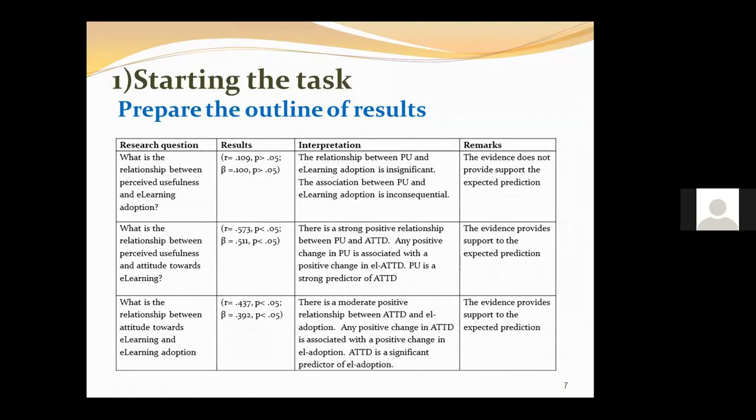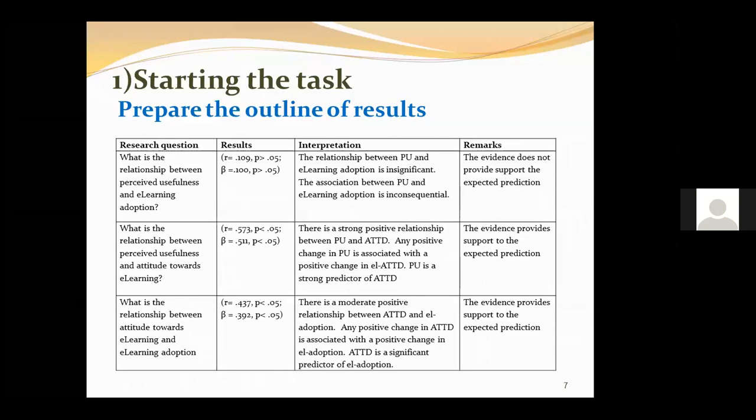So you can make an outline of your results in this form. Have a column on your research question or hypothesis, whatever may be, then have a column of your results, the interpretation, okay? Then have a column on the remarks. It is on the remarks that you are going to base your discussion. When you present an outline like this, you will see that life will be made easy.